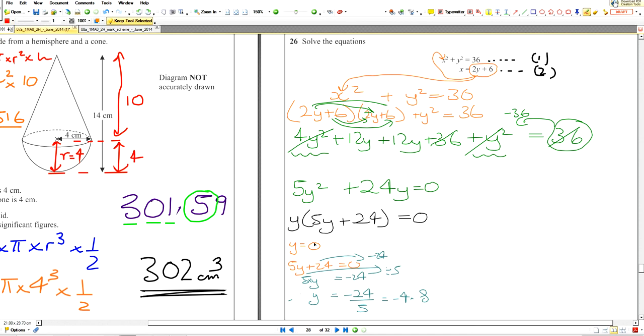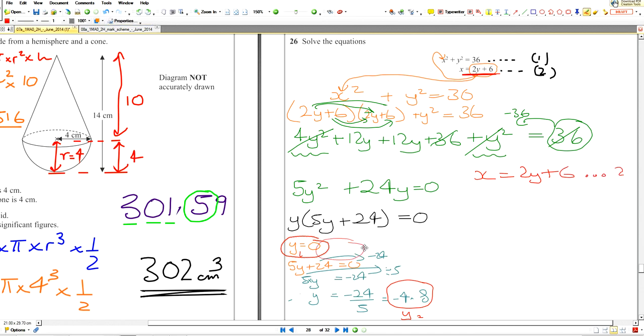So one solution was y equals 0. If you put 0 in here, it makes everything become 0. Or if you make this bracket equal to naught, which gives us a y value of minus 4.8. So here are our two y values, y1 and y2. Now, because of the nature of this circle equation, x squared plus y squared, we'll normally have two solutions. So we've got two y values, we'll have two corresponding x values. Now, how do we work out the x value? Well, it's equation number 2: x is equal to 2y plus 6.